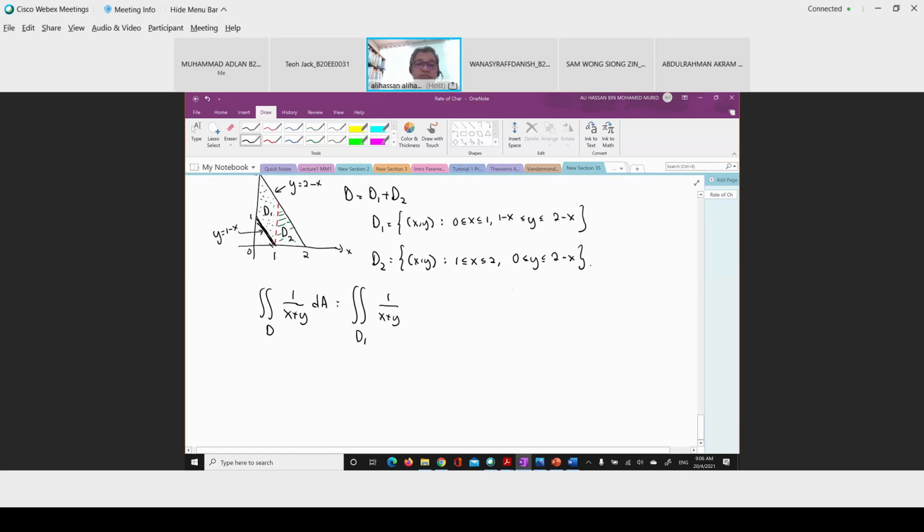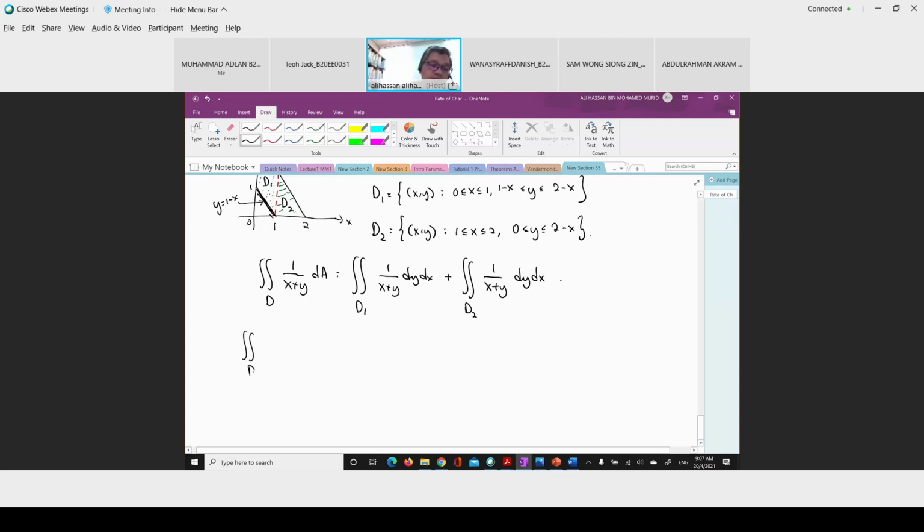From the bounds given, it is clear we need to use dy dx, right? The order dy dx, because y is bounded by curves, while x is bounded by numbers. And then for the second integral over D2, we also use the order dy dx, because y is bounded between curves and x is bounded between numbers. So let's do this one by one. First, we calculate the integral over D1.